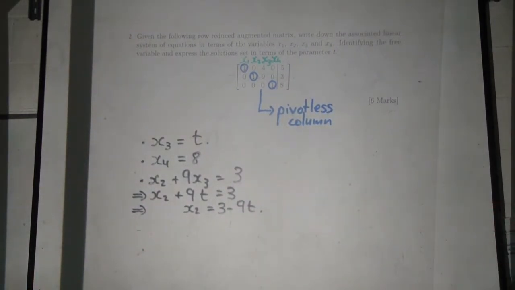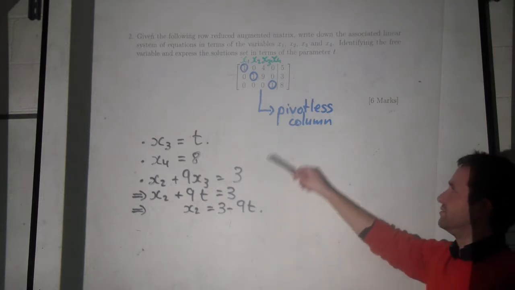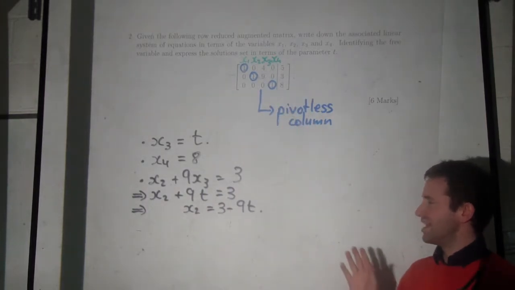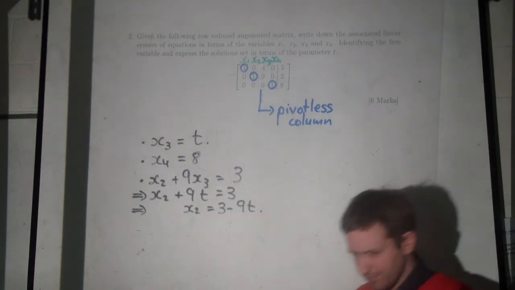As I said, you can go a bit faster than that. Some people will go straight from there to there, and that's absolutely fine. They'll just say x2 is equal to 3 minus 9x3, and x3 is t. That would be fine.